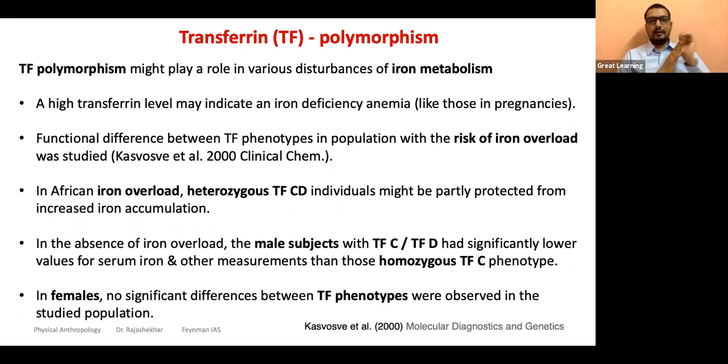So scientists have also found TF polymorphism and its relationship with iron metabolism, how iron is maintained in the body. Clinical correlations can also be seen here, in a few aspects of iron-related issues, like people with iron deficiency anemia, where people don't get enough iron, and anemia is because not enough RBC is formed, especially in cases of pregnancy.